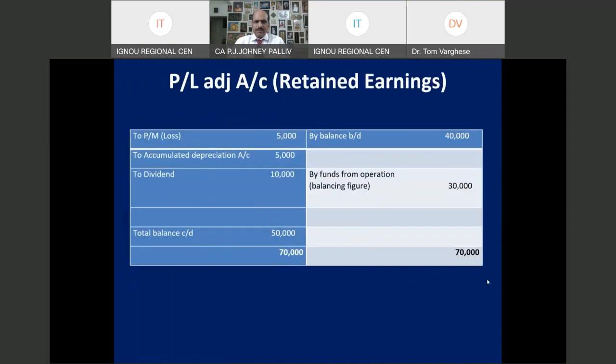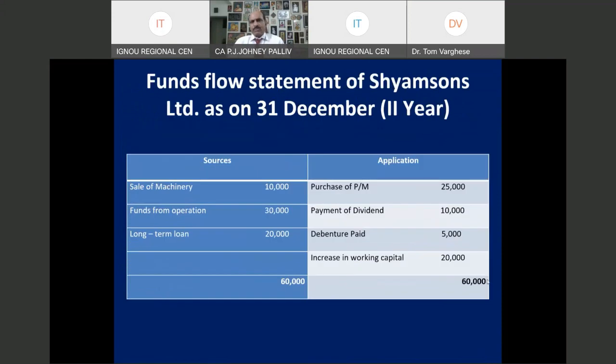Therefore, first of all, let us see what a fund flow statement is. A fund flow statement is a statement showing sources and application. Sources: sale of machinery, funds from operation, long-term loan. And application is purchase of machinery, payment of dividend, debentures paid, increase in working capital. This is what is called a fund flow statement or statement of sources and application.